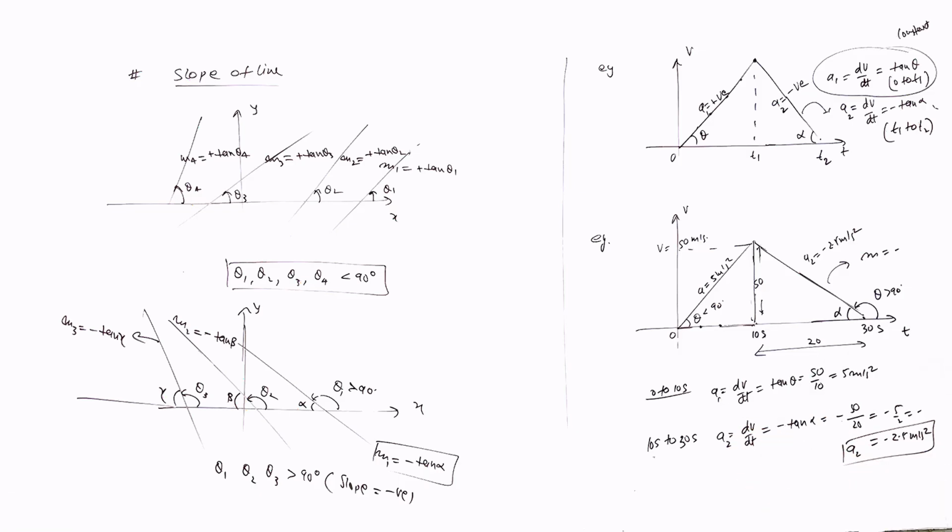Right, copy this. The same way I told here, if this is the theta, then acceleration is tan theta. If it is a2, the acceleration is minus tan alpha. That's it, right? Copy this.